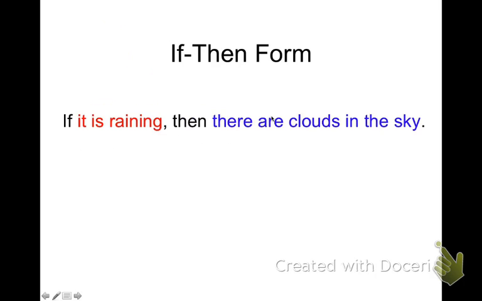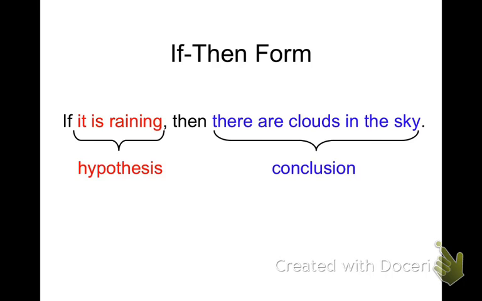All right, so here's an example of a conditional statement. It's written there below for you already. It says, if it is raining, then there are clouds in the sky. So a conditional statement is always written in if-then form, where the part that comes after the if is your hypothesis, and then the part that comes after the then is the conclusion.